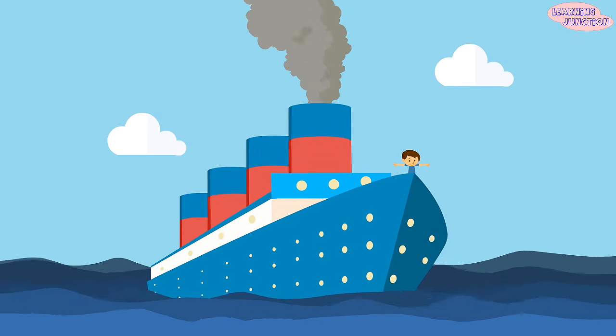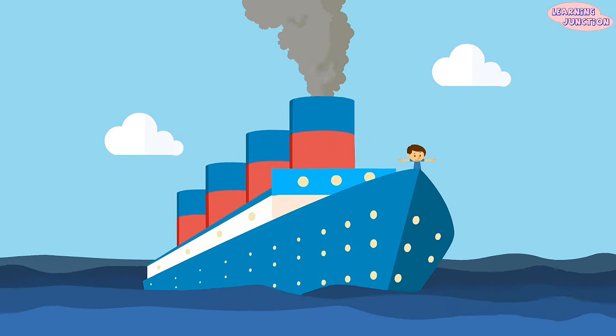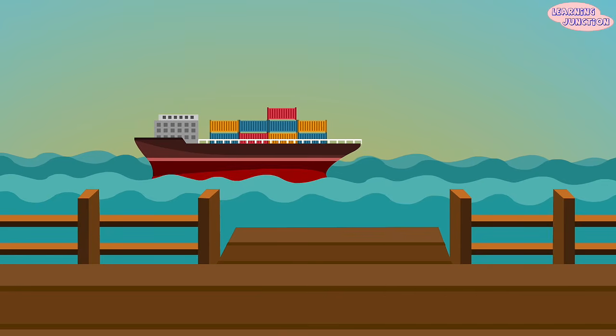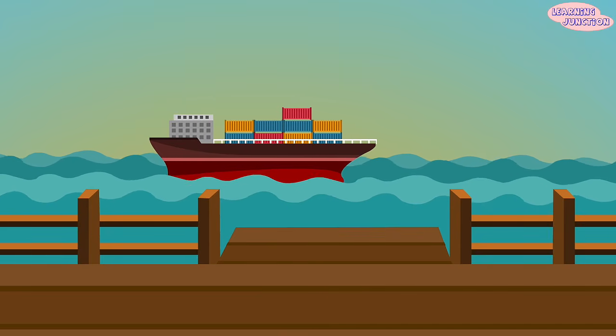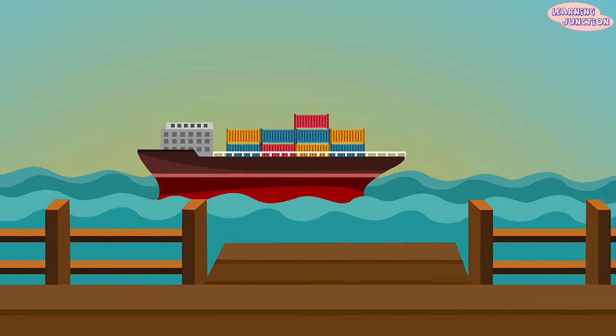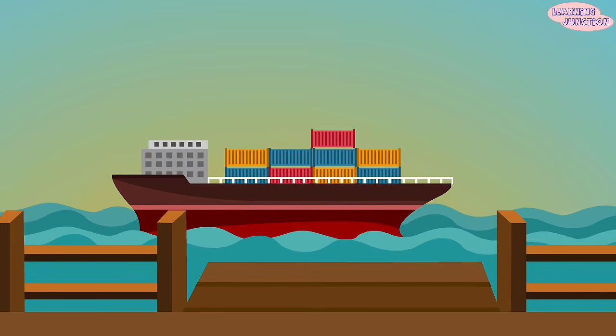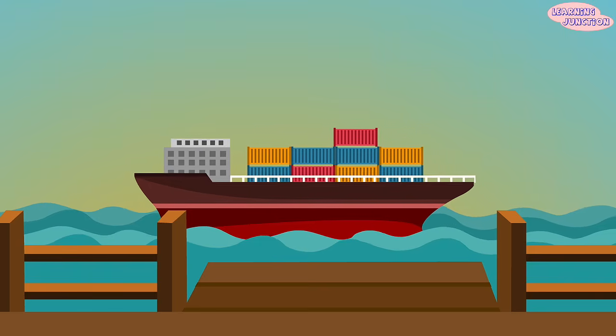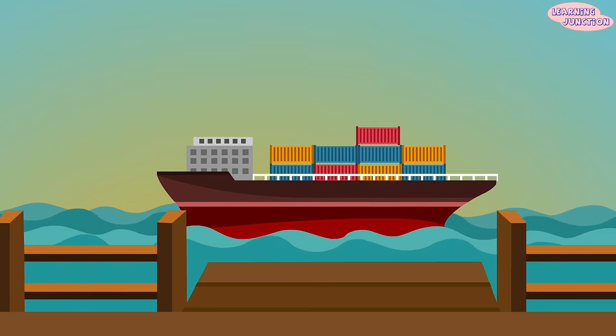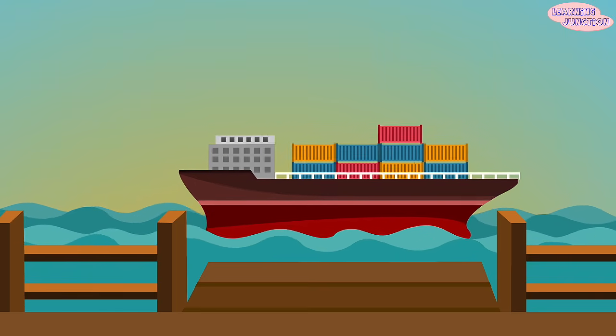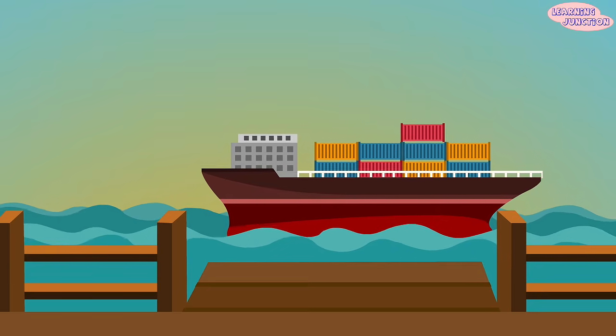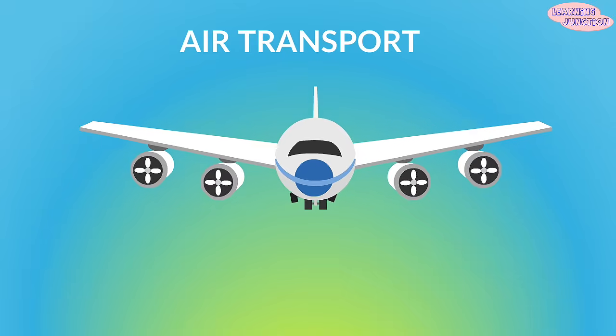Wow, this is a ship! Ships are used for covering large distances. Cargo ships, like oil tankers and freighters, are used for transportation of goods like oil, cars, and food items. Water transportation consumes less energy and allows larger shipping loads compared to other modes of transport.